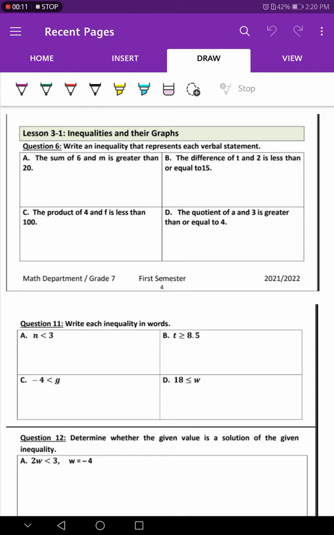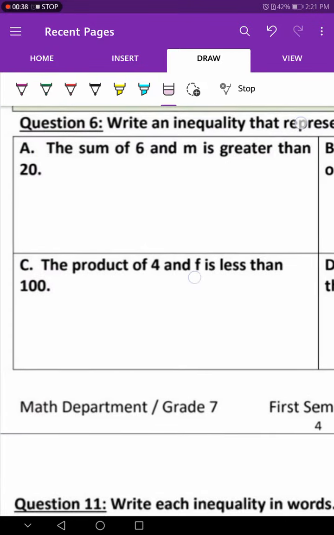And this is the revision for lesson 3-1. Question number 6, Ryan. Can you read the question itself here? Okay, write an inequality that represents each verbal statement. Yes, verbal statements. Now, letter A, we start with A.